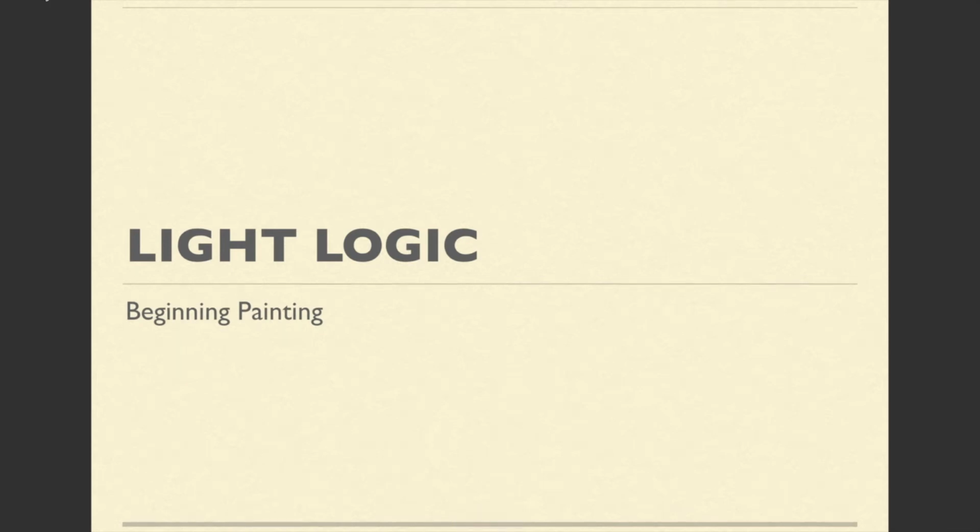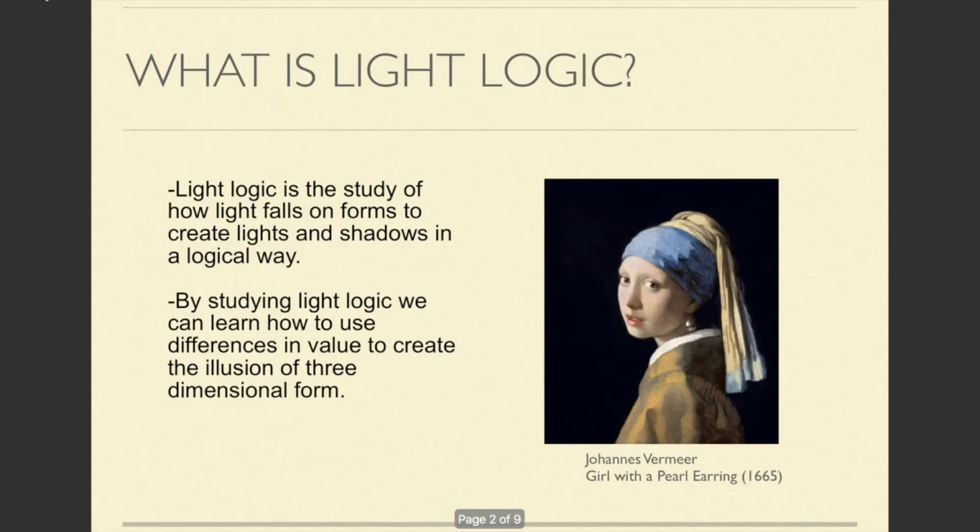Hello class, so we're going to talk about light logic. What is light logic? Light logic is a study of how light logically falls on forms to create lights and shadows. It's how light falls on objects and creates differences in value. The reason we're studying this is so that we can learn to create the illusion of three-dimensional form.